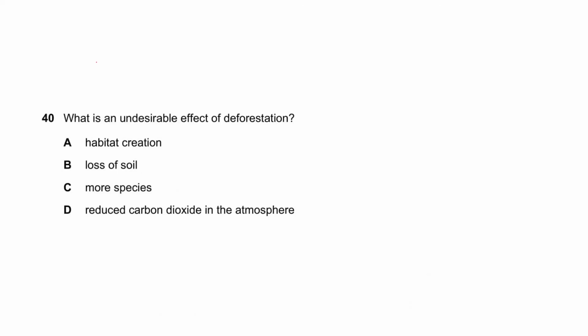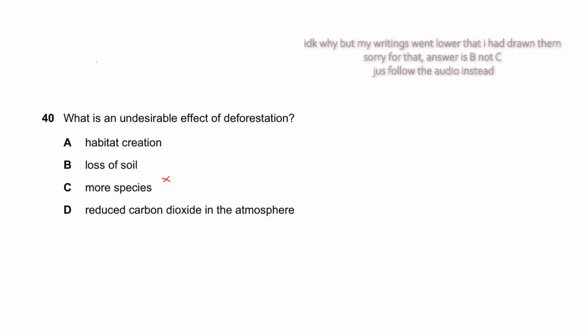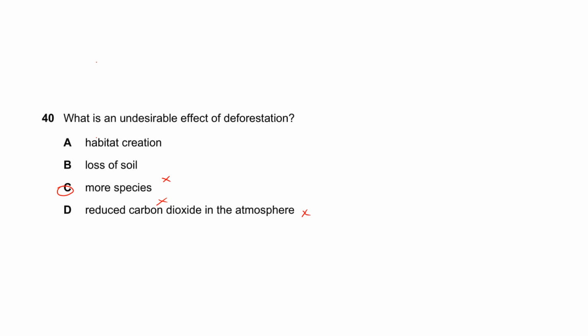Question 40 says, what's an undesirable effect of deforestation? A is wrong because deforestation doesn't create habitats, it destroys them, because by destroying the trees, the animals that live there no longer have a habitat. Loss of soil is correct because when you remove the trees, the soil no longer has the roots to hold it together. More species is wrong because it results in loss of biodiversity, since all of these animals die. And reduced carbon dioxide in the atmosphere is wrong because by cutting down the trees, less photosynthesis happens, and so there's increased carbon dioxide.